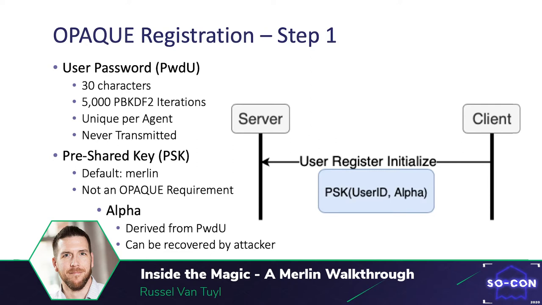You can see off to the right in this image where the client is sending a message to the server. What happens is the client generates what's known as an alpha, which is derived from PWDU, and is sent to the server along with the user ID, which in this case is just the agent's UUID. This is not an opaque requirement, but it is a Merlin implementation. Those two pieces of information are encrypted with the pre-shared key before they are sent to the server. If an attacker happens to capture the user ID or alpha in transit, that is not a problem. The opaque protocol is resistant to all of the pieces of information being transferred back and forth being captured by an attacker.